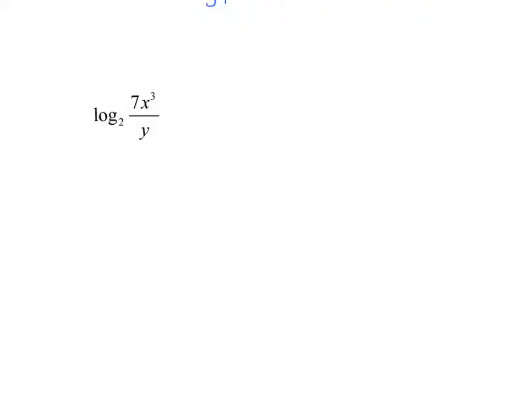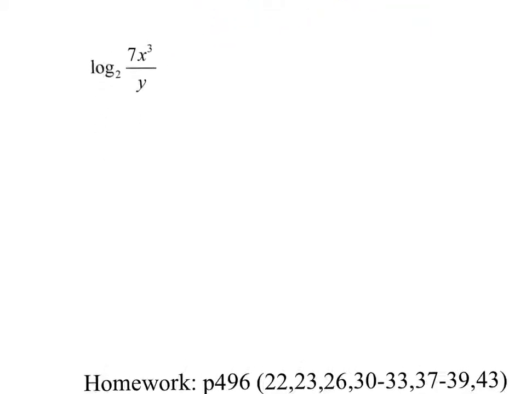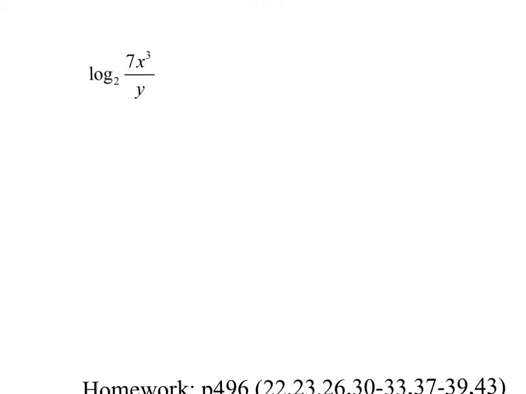So let's look at this one. And of course, they do get a little bit more complicated, but if we look at this one, we have a couple things going on the top. We have 7x cubed going on the top and just a y on the bottom. So my big picture is that I have this division, so I'm going to separate that out. So I get log base 2 of 7x cubed minus log base 2 of y.